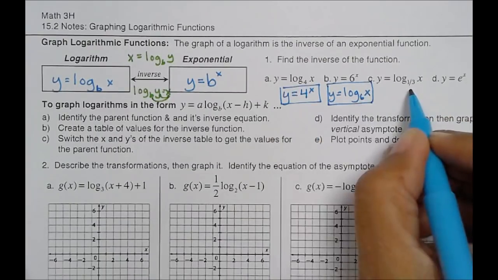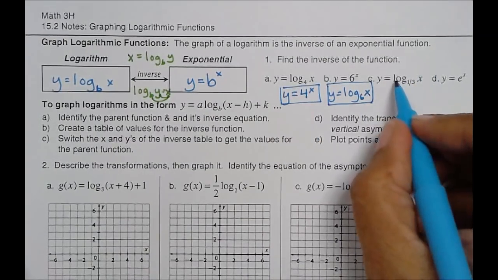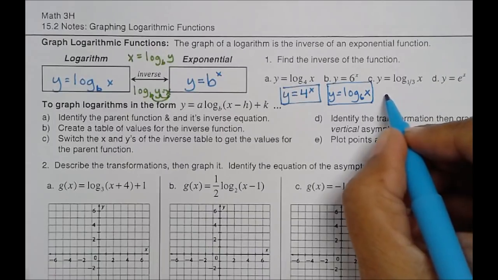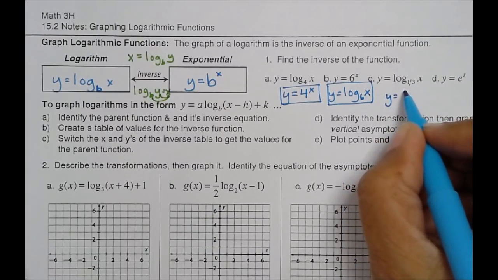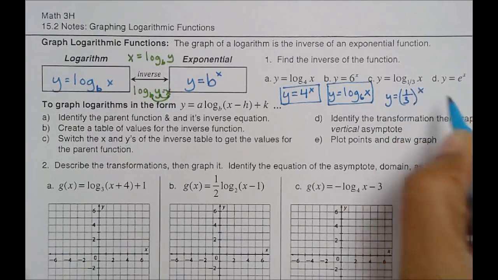All right, let's go ahead and go to this one. So this is logarithmic form, so the inverse is exponential. And so it's the base of 1/3 raised to the x power.